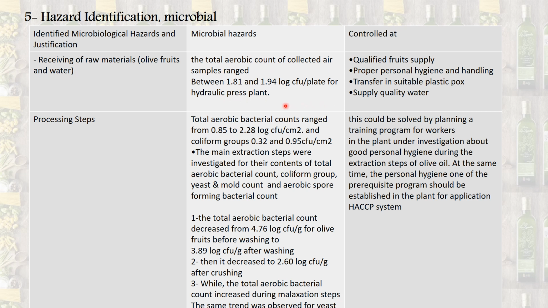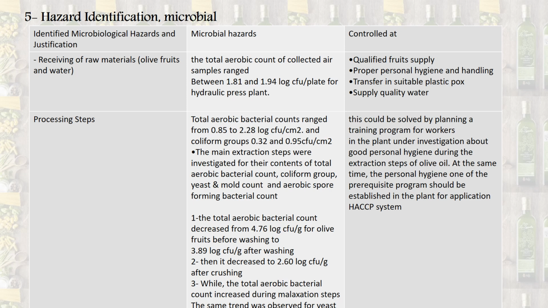Secondly, water. Water, if not clean, may be the main source of contamination of equipment, utensils, and the hands of workers. So the main microbial hazards can be concluded as the total aerobic bacterial count, the coliform bacteria group, yeast and mold, and the aerobic spore forming bacteria. Microbial hazards can be controlled by qualified fruit supply, clean, qualified water, and proper personal hygiene handling. And the microbial hazard during the processing steps can be solved by a planning and training program for workers.